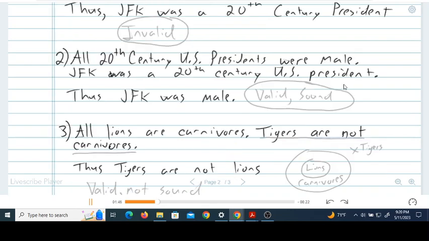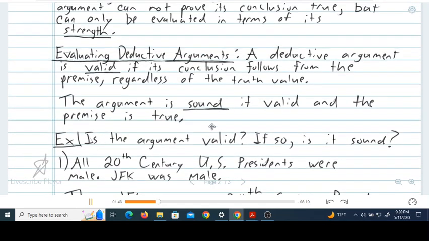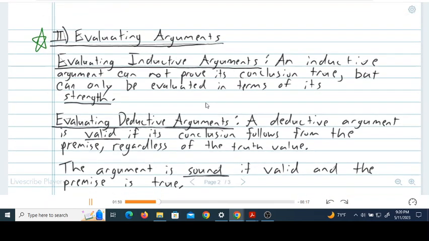So let's talk about evaluating arguments. So evaluating inductive arguments, well, an inductive argument can never prove its conclusion true. It can only be evaluated in terms of its strength. And this is subjective. So there is no objective way of analyzing inductive argument.